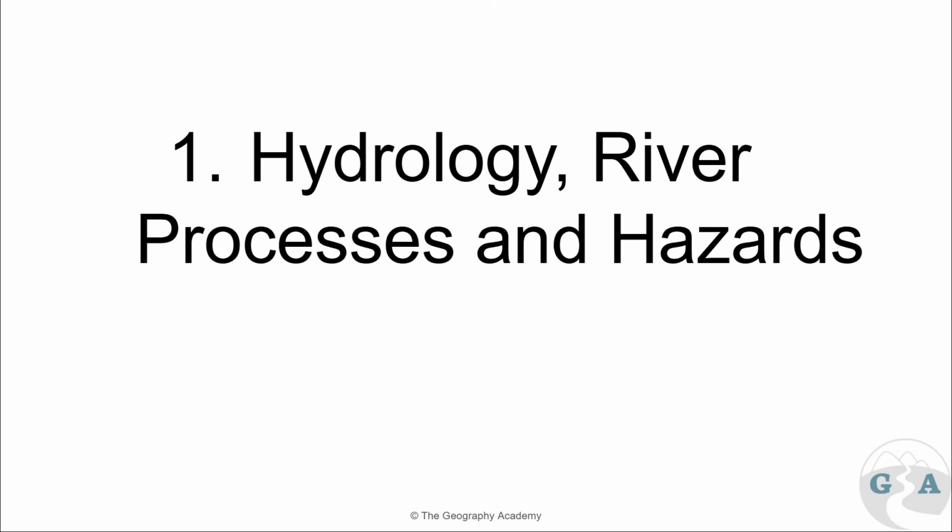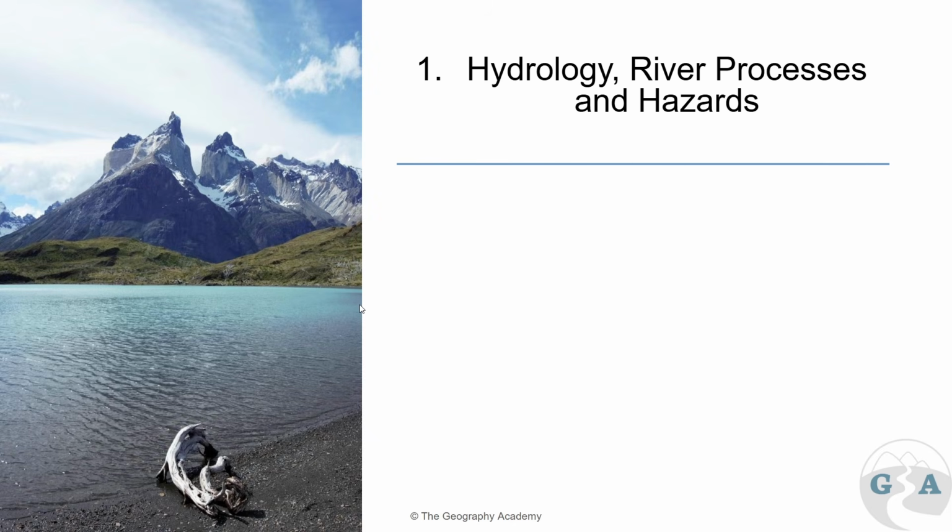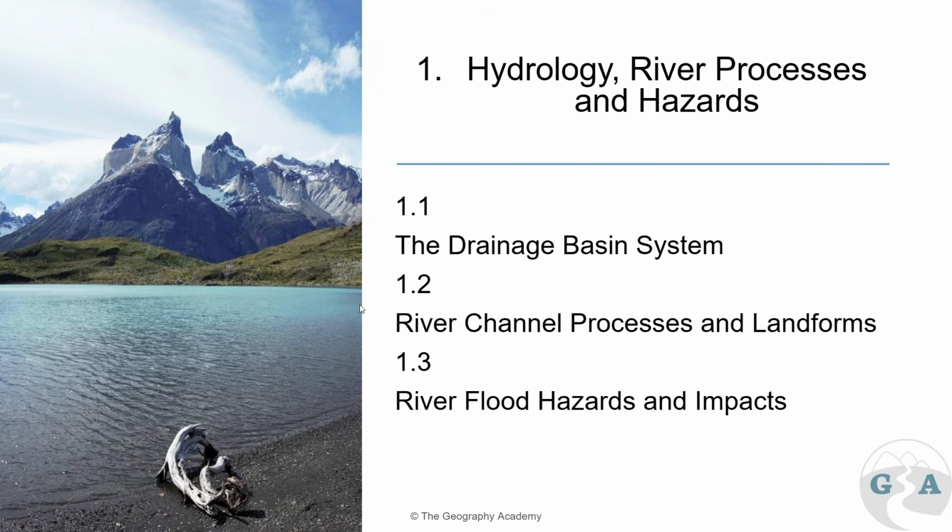Unit 1 for Cambridge International A-Level, Hydrology, River Processes and Hazards. In this unit, we're going to go through three sections. We've got the drainage basin system, river channel processes and landforms, and river flood hazards and impacts. For each section, you have a vocabulary sheet, short questions, revision notes, and these slides to download on the Geography Academy.